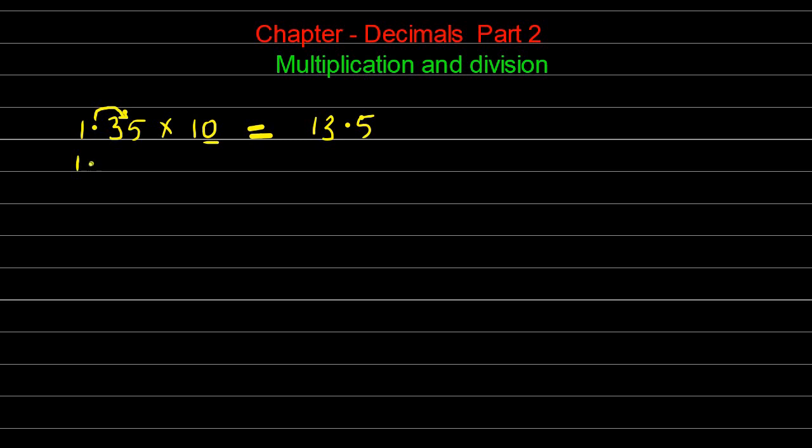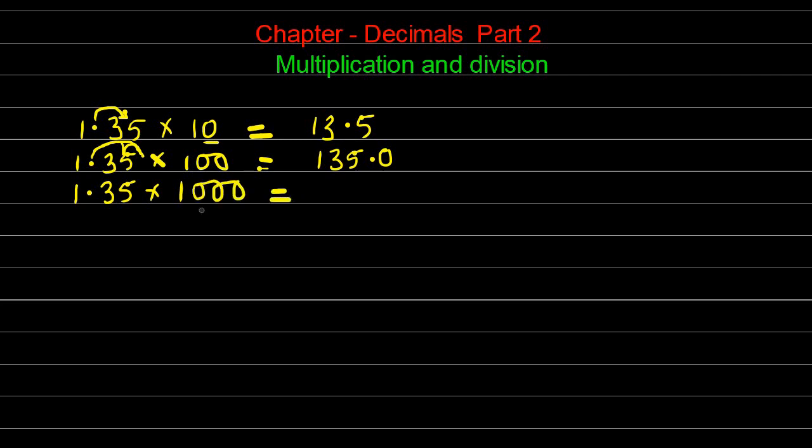Now if I multiply the same number 1.35 times 100, the number of zeros we have is 2, so our decimal point is going to jump two places. This is first and this is second place, making it 135.0, which means 135. Again, 1.35 times 1000: how many zeros do we have here? We have 3 zeros, so our decimal point will jump 3 places, 1, 2 and 3. You can see we do not have a third digit here, so we have to write 0.